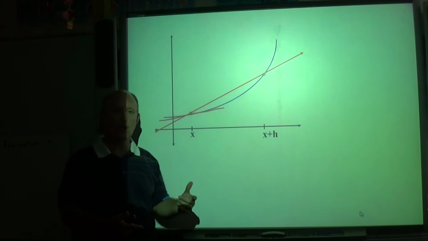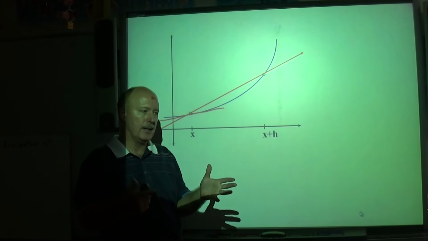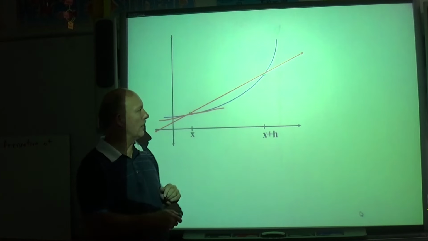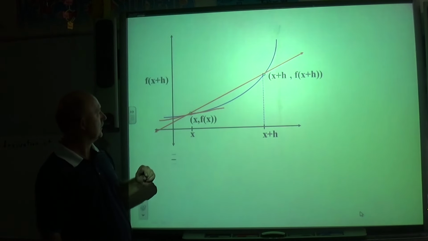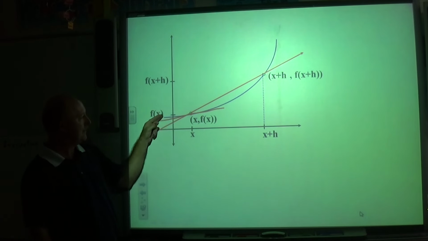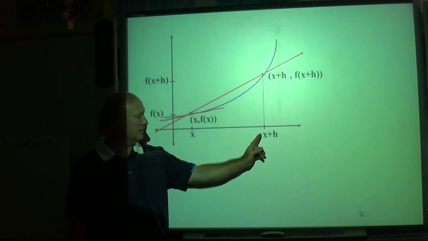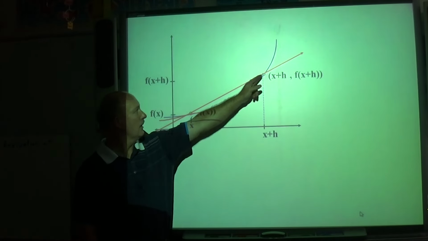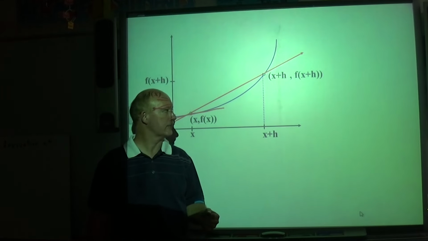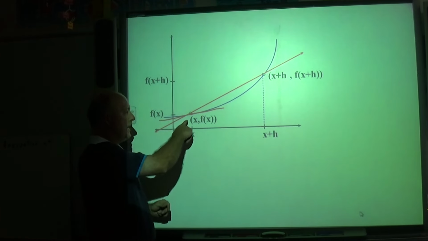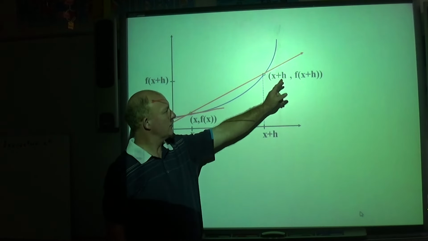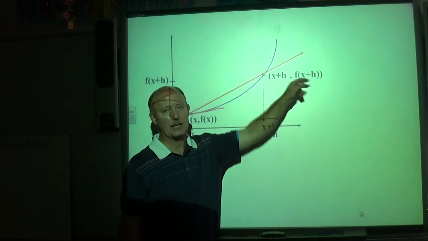Let's describe the location of these two points on the curve. Coming up here, this point is x, so the y value is f of x. This x value is x plus h, so the y value is the function at x plus h. So the location of this point on the curve is x, f of x. The location of this point up here is x plus h, f of x plus h.